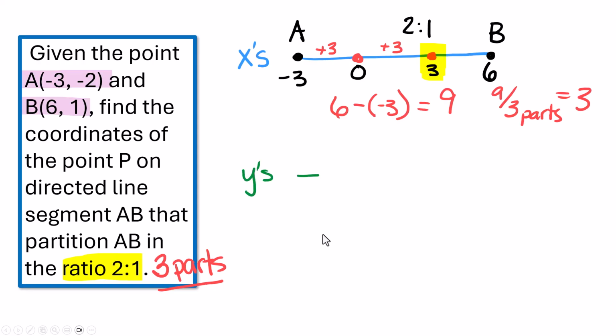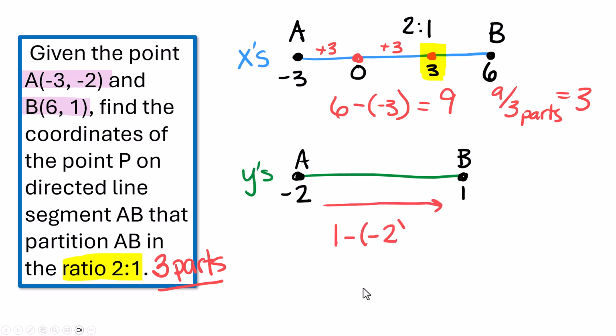Now do the same thing for the Y's. The Y starts at -2 and goes to 1. That distance from -2 to 1, well, the math is to subtract the -2 from the 1, you get 3, but you probably would have figured that out in your head. So that means I got to take 3 and divide it by 3 parts, which is 1.